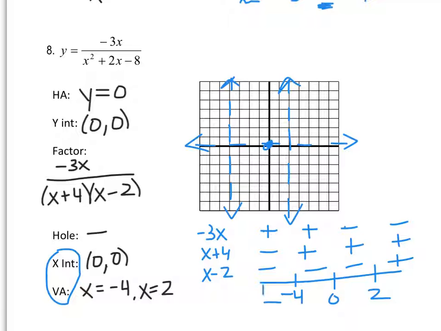Okay, so that gives me plus, minus, plus, minus. So to the left of -4 is a positive. Let me do that in red. Then between -4 and 0 is negative. Between 0 and 2 is positive. And then after 2 is going to be negative again. And that's it.